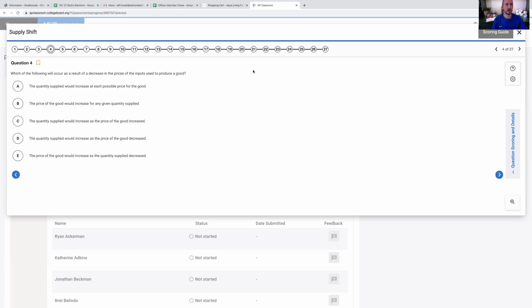Okay, number four. Which of the following will occur as a result of a decrease in the prices of inputs used to produce a good? Okay, which of the following would occur as a result of a decrease in the price of inputs used to produce a good?